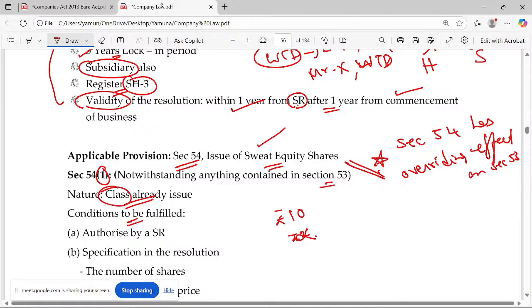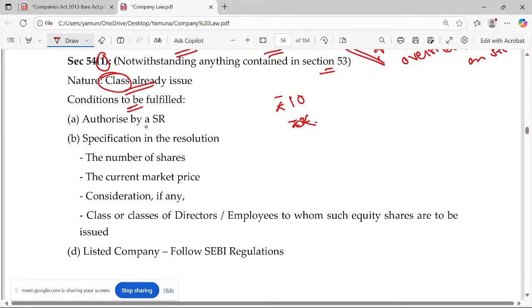What are the conditions to be fulfilled? Simple. It should be authorized by special resolution. There should be a specification of the content, you can make a note of it: the number of shares, and the current market price. Because you're going to issue at a discount, right? So you need to know the current market price.